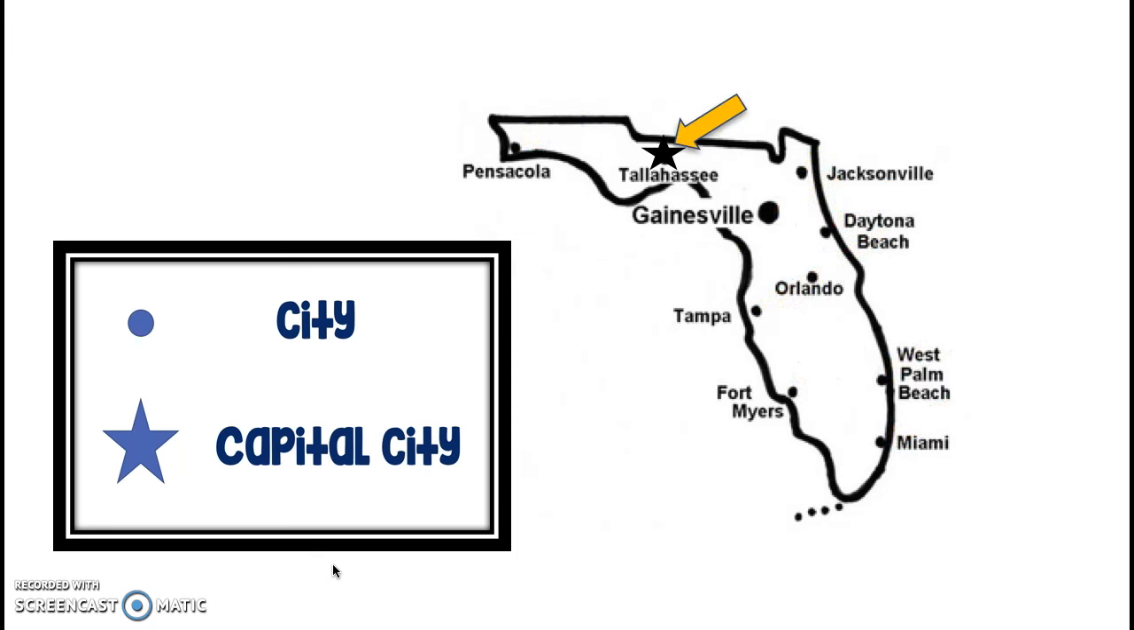The reason for that is because Tallahassee is the capital city. A capital city is where a whole bunch of really important things happen. It's where lots of the laws and things that help keep your state running smoothly and safe, that's where they're all made. Tallahassee gets a star because it's so important.